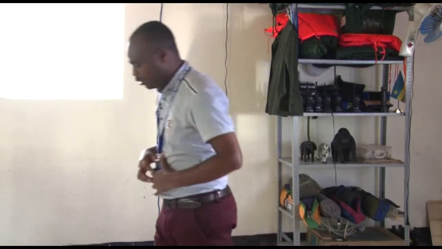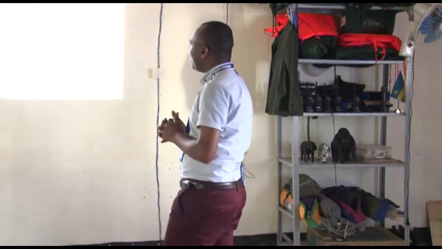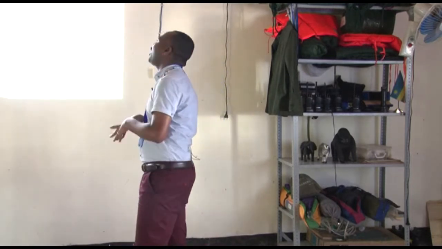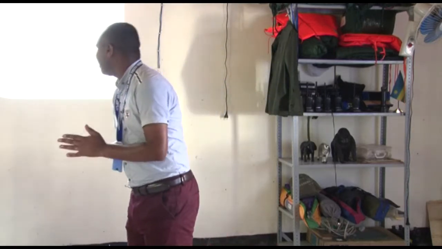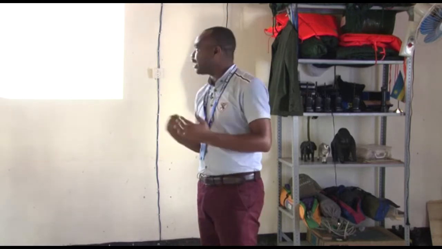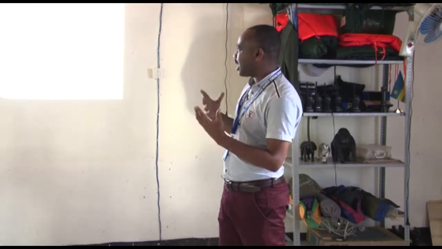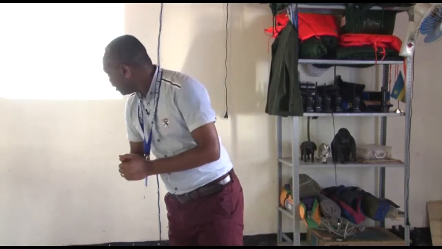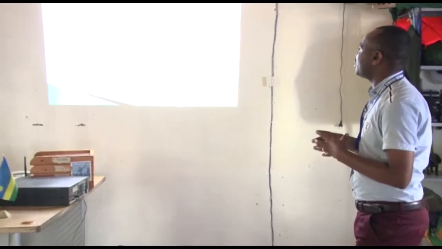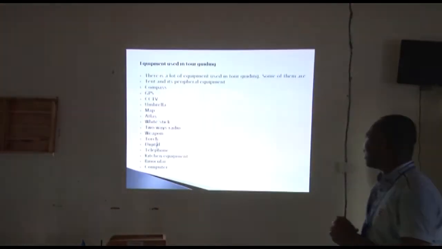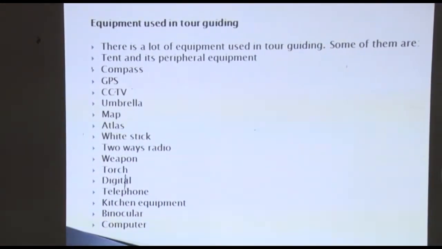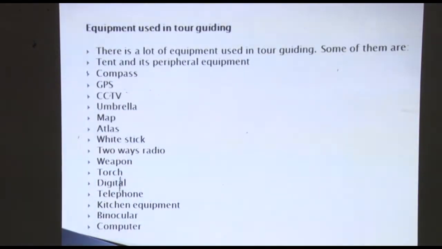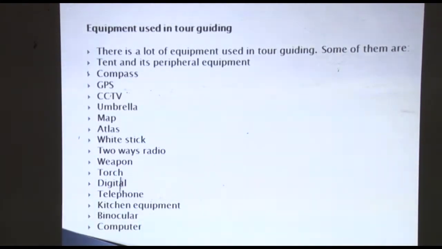In tour guiding activities, you can use different equipment. Equipment which is necessary in tour guiding activities: you can use a compass, GPS, CCTV, umbrella, map, tourist map, atlas, white sticks, two-way radio, weapon, torch. You can use a telephone in order to communicate between you and your colleagues, or when you have different groups in tour guiding, to communicate between one group and another group.